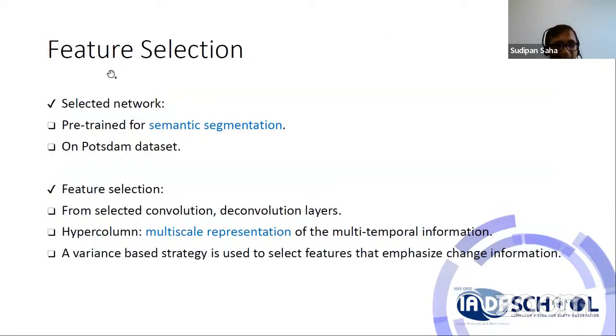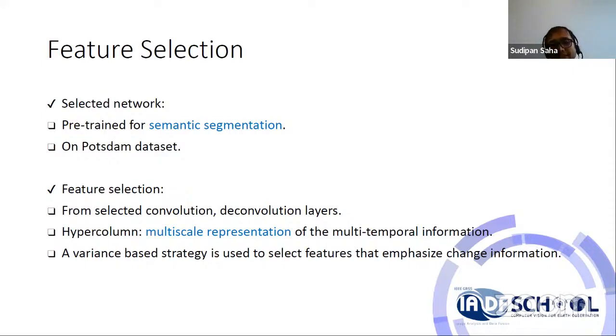Okay, so what kind of network can we use for this task? Ideally, something which has been pre-trained for semantic segmentation. Why? Because change detection is a task which is quite similar to semantic segmentation, right? Like a semantic segmentation with binary classes. In this particular case, we used a network which was trained on the Potsdam dataset, but this is not mandatory. You can use anything else also. However, features should be selected from the convolution and deconvolution layers only. Why? Because you cannot select features from the fully connected layer, since there you can't obtain the information corresponding to each pixel, right?